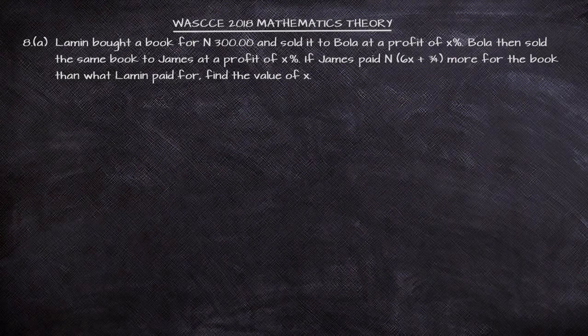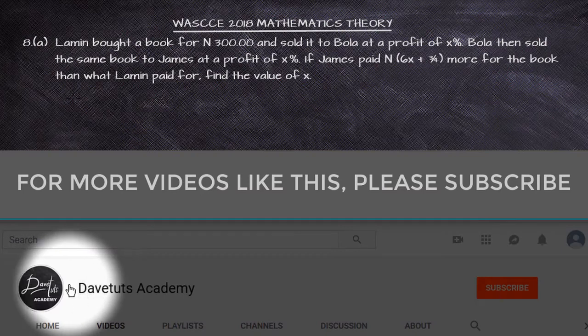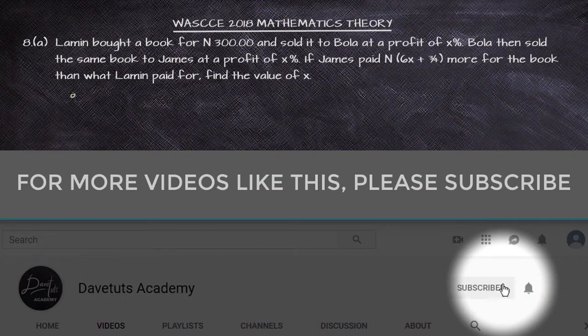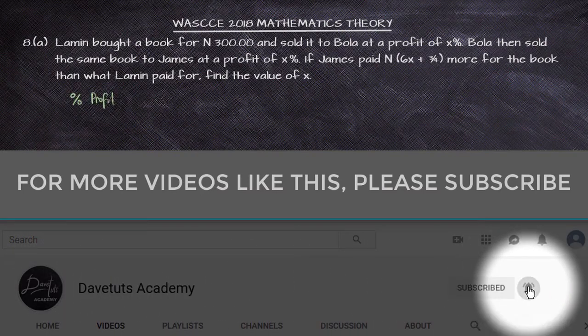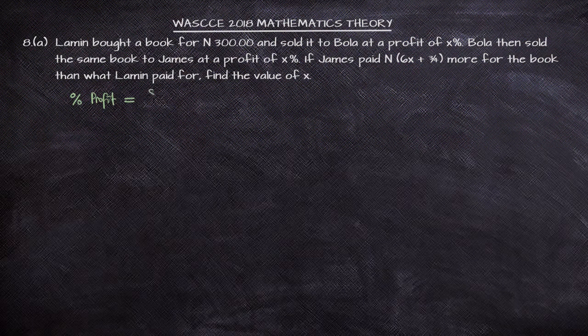Now question number 8a. We are told that Lamin bought a book for 300 naira and sold it to Bola at a profit of x%. Bola in turn sold the same book to James at a profit of x%. James paid (6x + 3)/4 more for the book than what Lamin paid for, and we are to find the value of x.